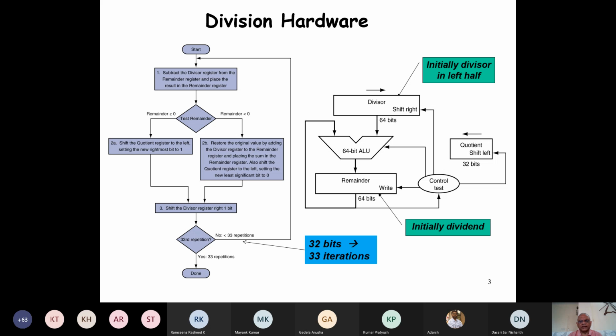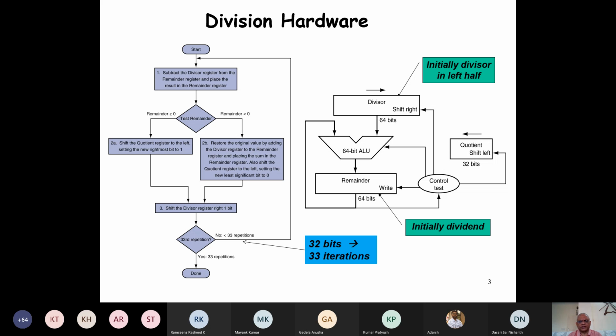And when we get a negative number, what we do is we put a 0 on the quotient and we shift it left. And we shift right the divisor. So now the divisor has moved one bit right. And then again we perform the subtraction.